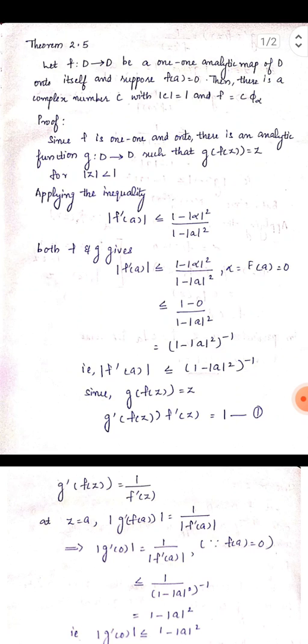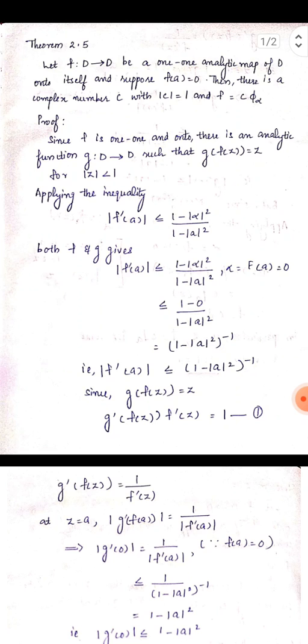Then here we are going to apply the inequality mod f dash of a less than or equal to 1 minus mod alpha square by 1 minus mod a square. Then both f and g give mod f dash of a less than or equal to 1 minus mod alpha square by 1 minus mod a square. Since alpha equal to f of a equal to 0, we can apply 0 here.